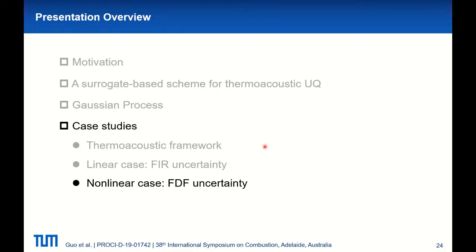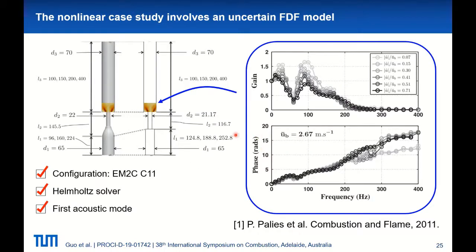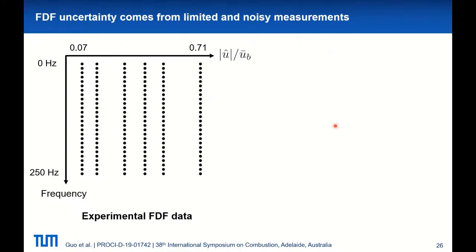So we're still using the same GP models we trained earlier. This is also one of the benefits of the proposed scheme. We can use the same GP models to solve multiple problems. Everything is the same as the linear case, except now we are using an FDF model. This is the measured data of FDF. We don't have the measurement uncertainty of those gain and phase data points, but we will use those data points as the base to generate uncertainty.